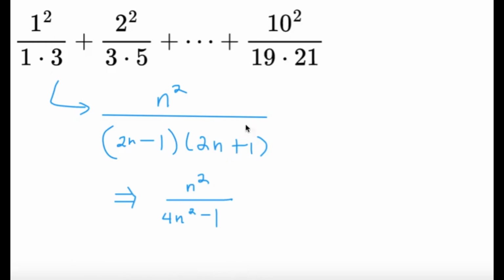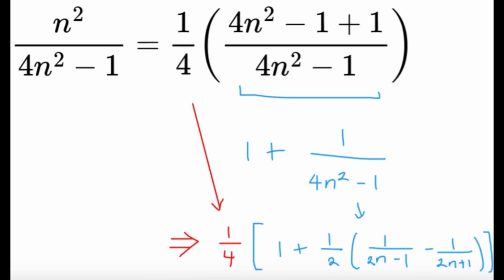Now, we're going to dive into this form again, because we want to see if there is going to be a nice way for us to view this term. Multiplying out the denominator, it's going to be n squared over 4n squared minus 1. Now, we can't decompose into partial fractions yet, because we have an n squared in the numerator. So let's try to see what we can do with that.